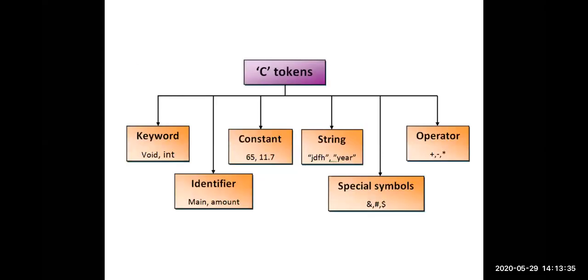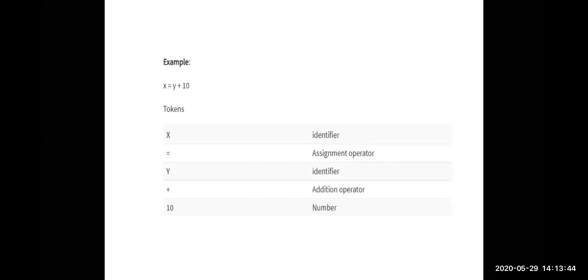Generally, every language will contain these tokens: keywords, identifiers, constants, strings, operators, as well as special symbols. Clear? Whenever there is a programming line like this, the aim of lexical analysis is to categorize: X identifier, equal to assignment operator, Y identifier, plus addition operator, 10 constant. Like that, it has to identify the lexemes in the program which are matching to the tokens. Clear? This second column is called the tokens. The first column is called the lexemes. X is equal to Y plus 10, all these are called lexemes.